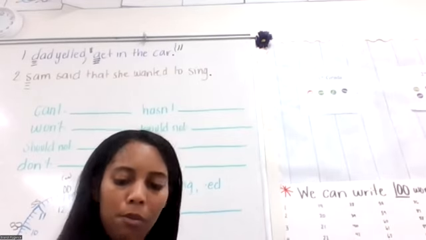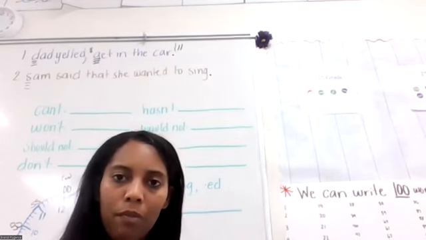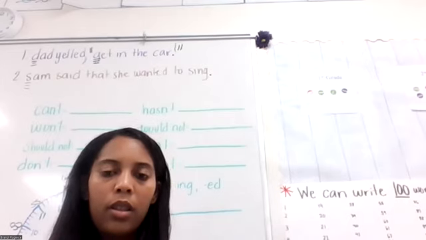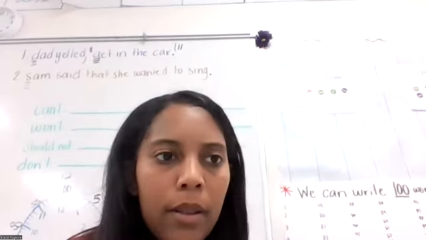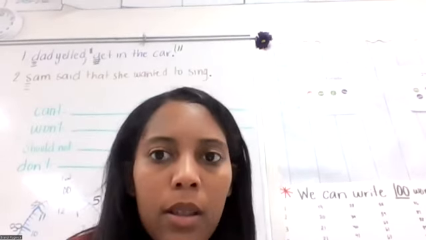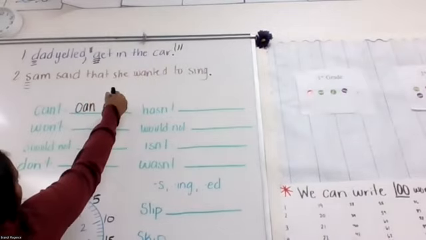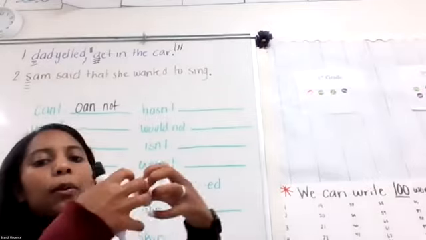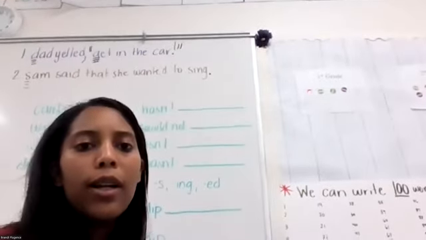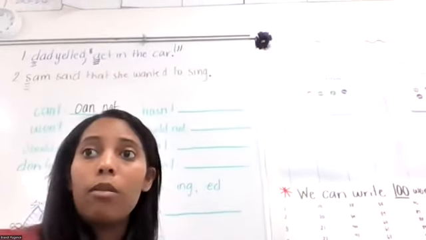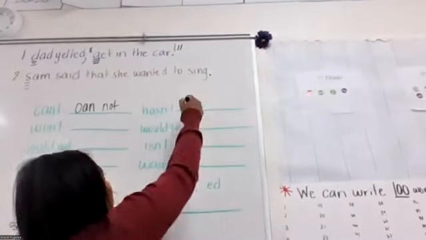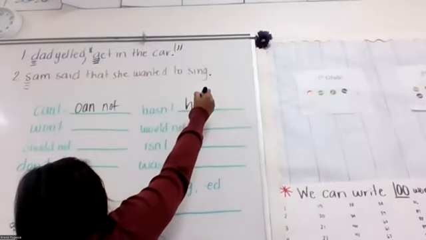Sorry, I can't hear you. Sorry, say it again. Can and not. Can and not together make cannot. Next, I have hasn't. What two words, if we pull hasn't apart, made up hasn't? Has and not. Has not. Hasn't.